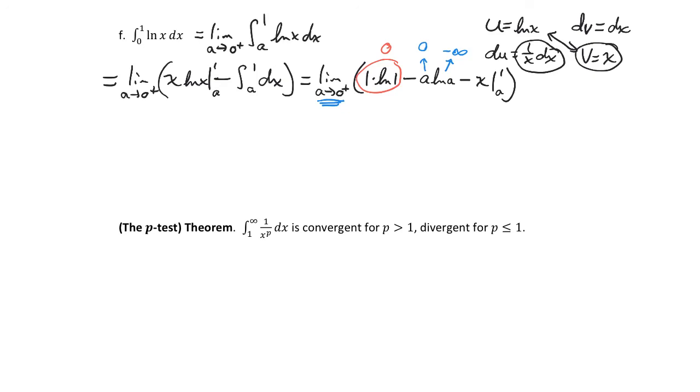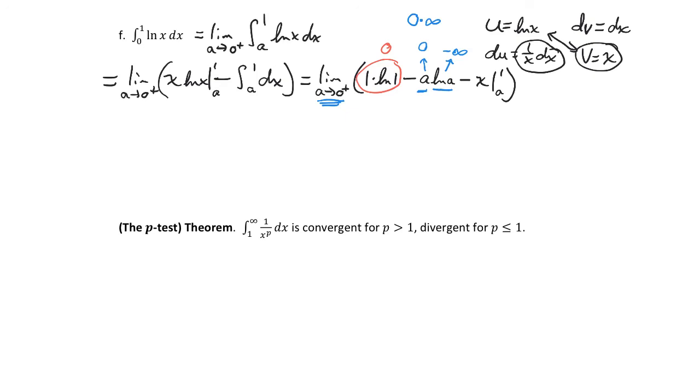So this is what we called a 0 times infinity indeterminate form when we were talking about L'Hopital's rule. When you have a 0 times infinity indeterminate form, you have to turn it into a 0 over 0 or infinity over infinity indeterminate form. So we're going to turn it into essentially an infinity over infinity indeterminate form. The way you do that is you take one of your factors, either a or the natural log of a, you take its reciprocal and move it to the denominator.